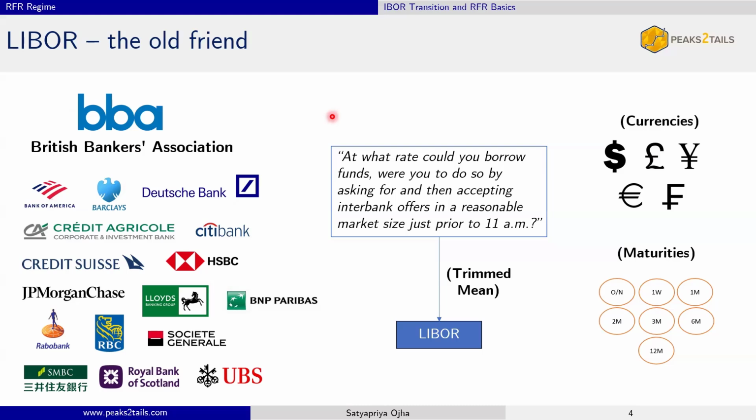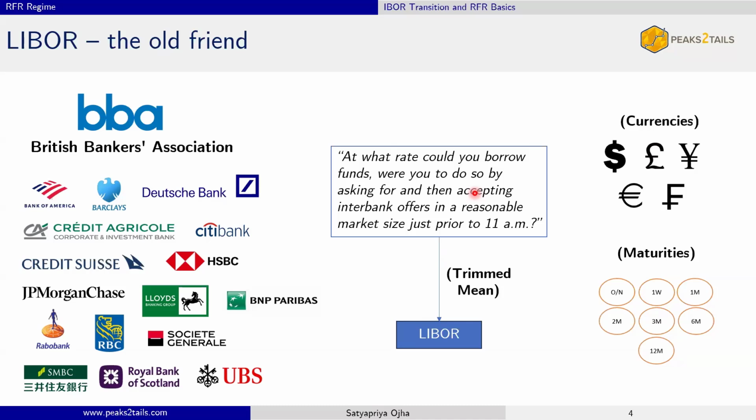So every day before 11 a.m., they were asked this question: at what rate can you borrow? This is the legal language. I'll let you interpret this, but the question that was asked every day was at what rate you think you can borrow, right? For different maturities. What is the overnight rate? What is the 1 month rate? What is the 3 month rate, right? This question was asked. And the quote that the banks gave had a basic waterfall approach, okay?